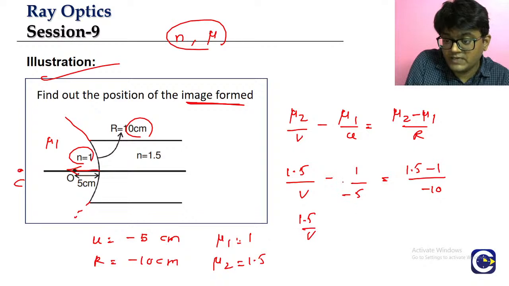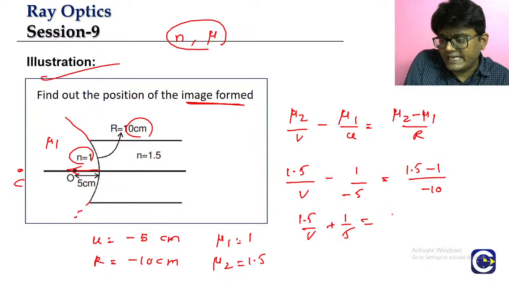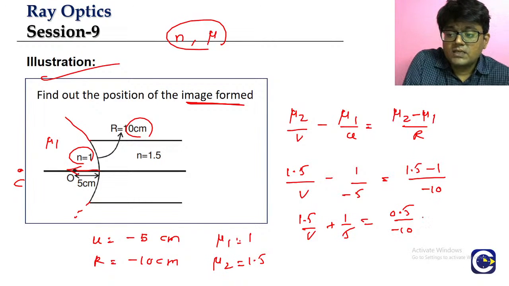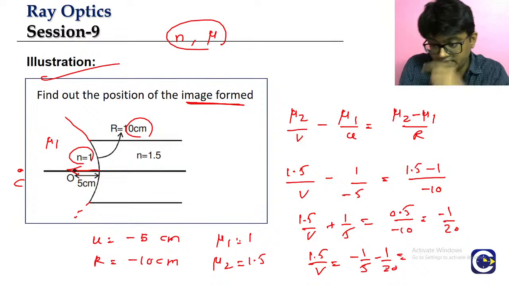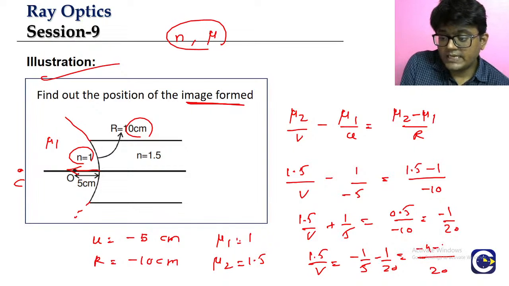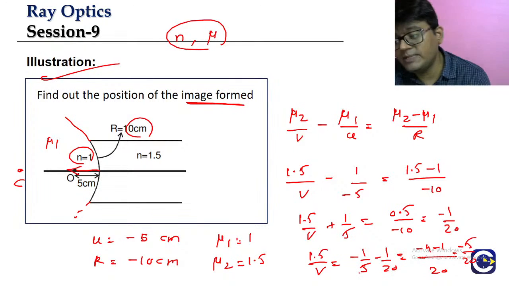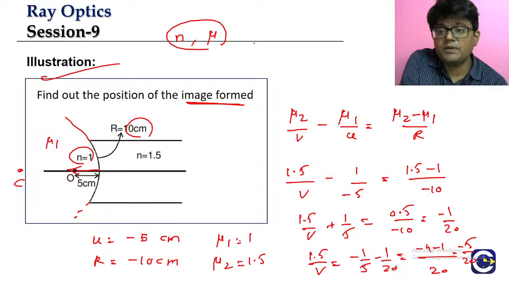So 1.5 by V plus 1 by 5 is equal to 0.5 by 10, with the minus sign of course. So this is minus 1 by 20. Now 1.5 by V is equal to, the 1 by 5 will go to the right side, minus 1 by 5 minus 1 by 20. If you take the LCM, which is 20, we have minus 4 minus 1, which is minus 5 by 20. Minus 5 by 20 means minus 1 by 4.